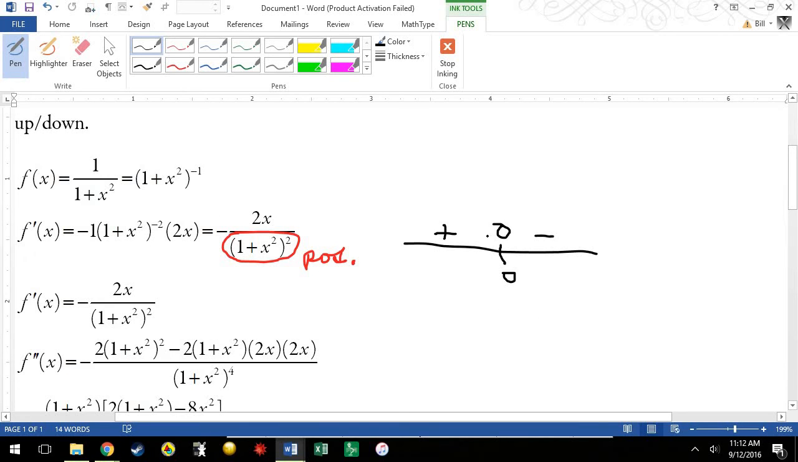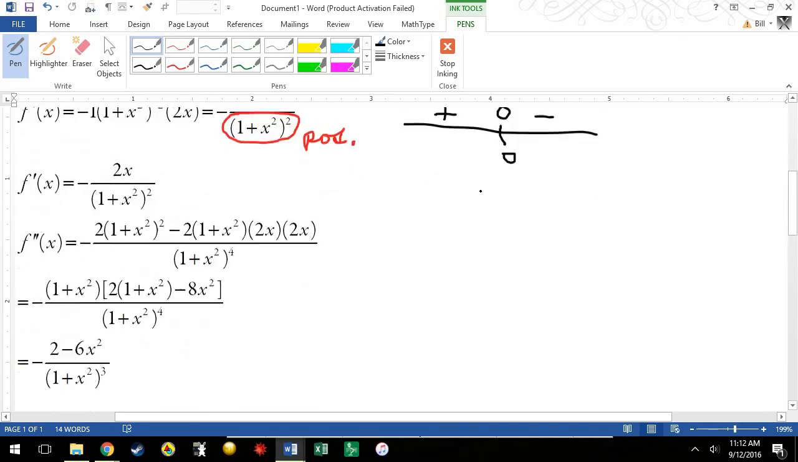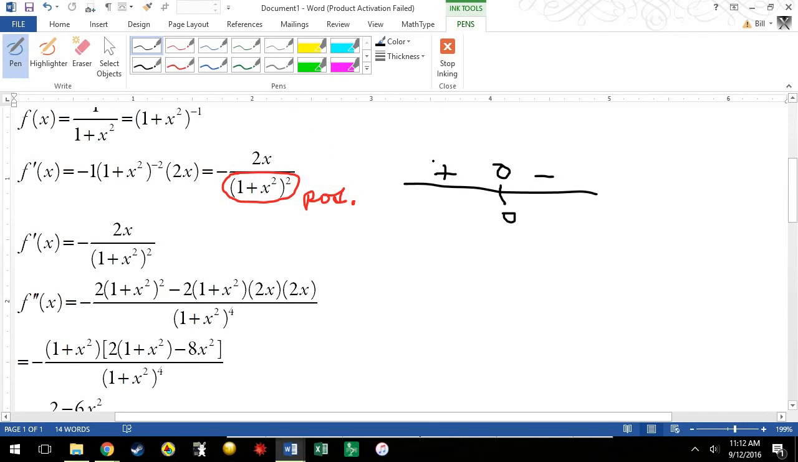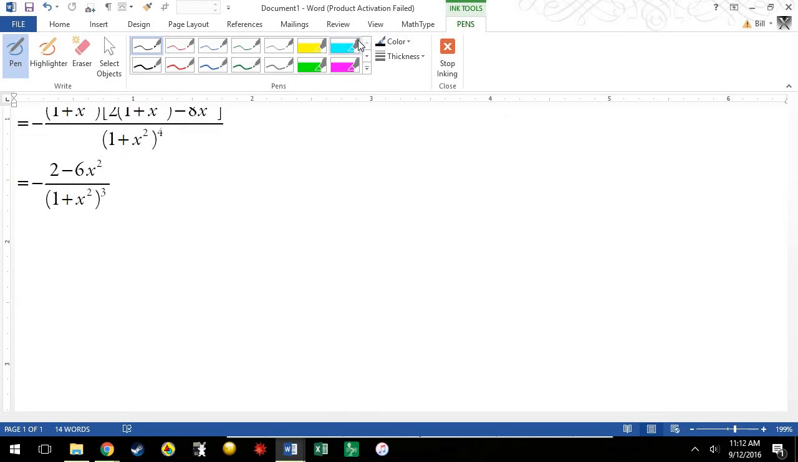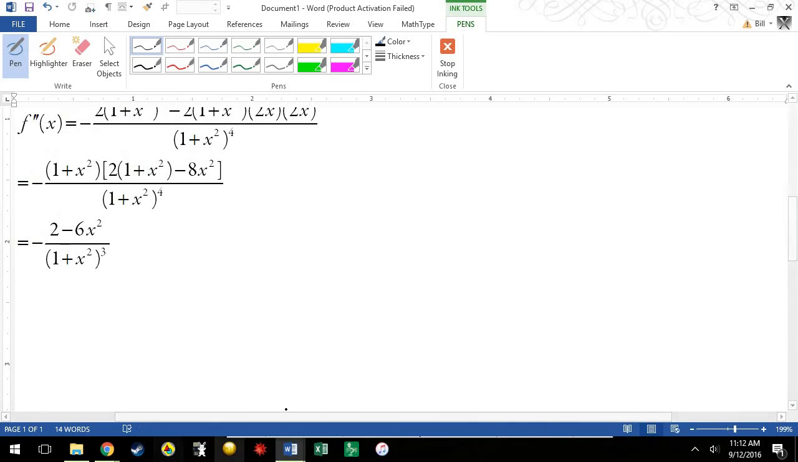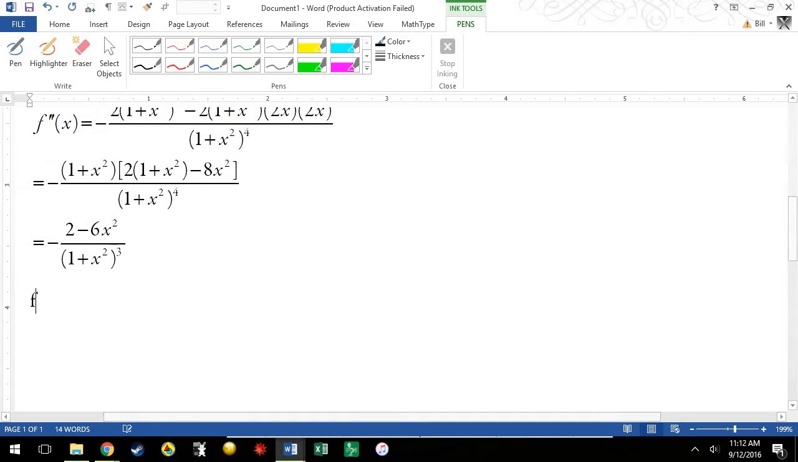So this enables me to answer the question. It is increasing when x is less than 0, and it's decreasing when x is greater than 0. So that's the answer to the first part. I'll answer my first part by saying f of x is increasing if x is less than 0, decreasing if x is greater than 0.